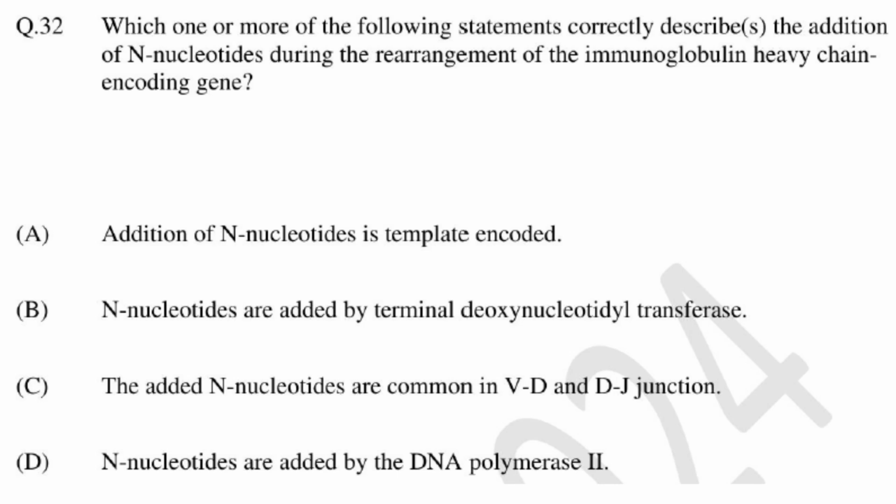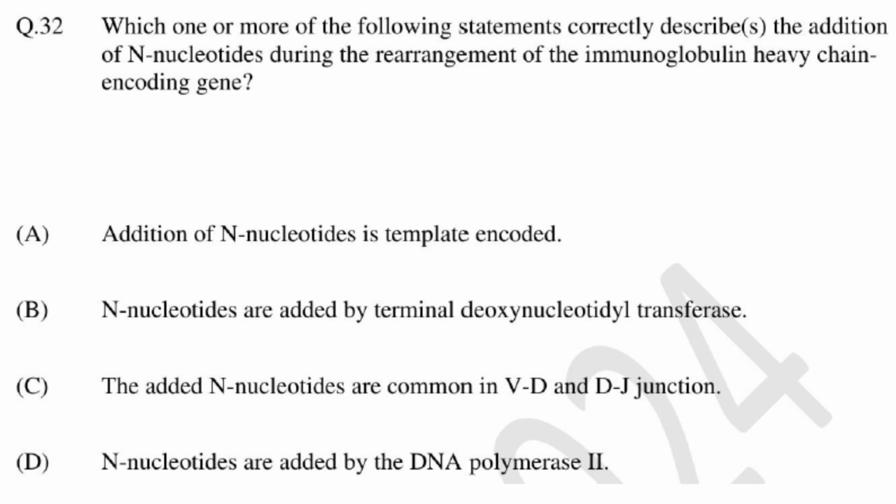Now, light chains do not undergo this N nucleotide addition because the terminal deoxynucleotidyl transferase gene is turned off during B cell development, when the light chain gene rearrangement occurs. So it is happening only in the heavy chain encoding gene.